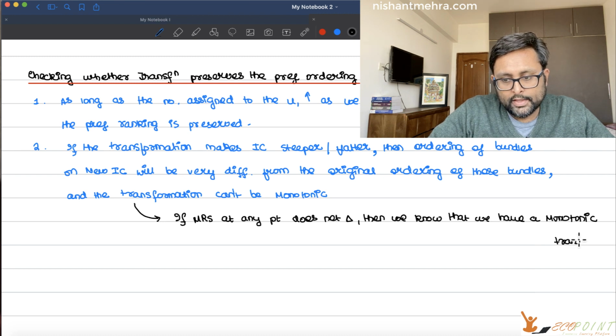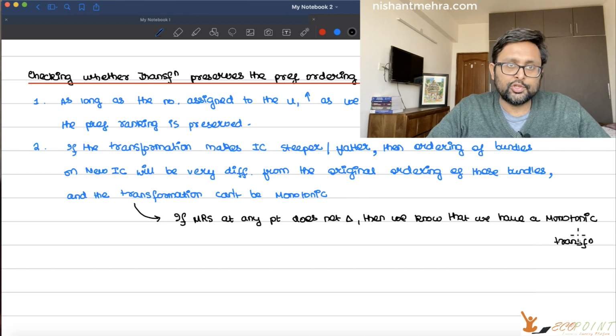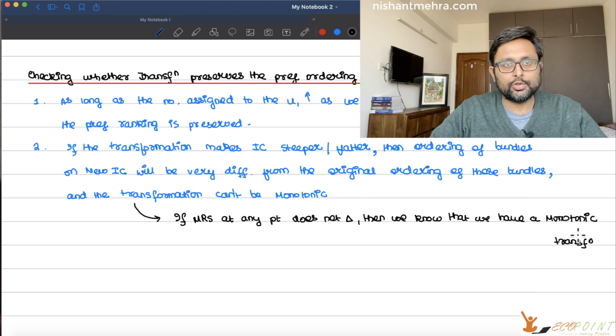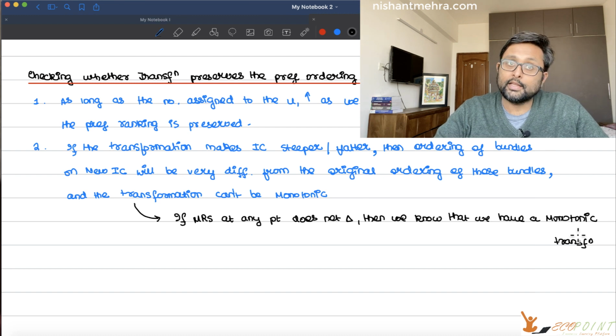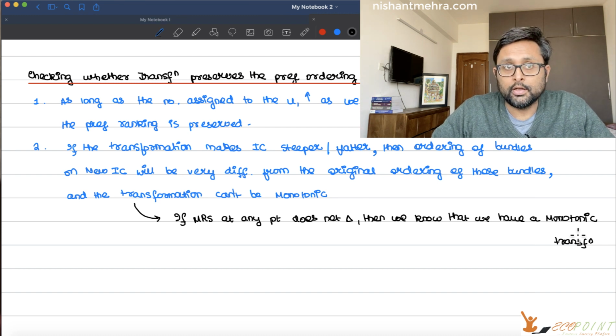So the form of MRS doesn't have to be changed. So if you have u is equal to xy and you get the MRS which is y by x, and you transform this utility, then the MRS should remain as y by x only.